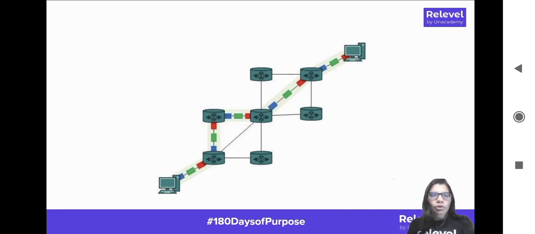So this was all about switching. I hope it is clear what switching is, what the different kinds of switching are, and how they help in transmitting your data with more efficiency and better quality.